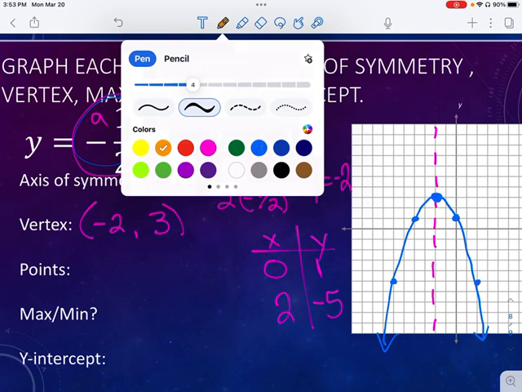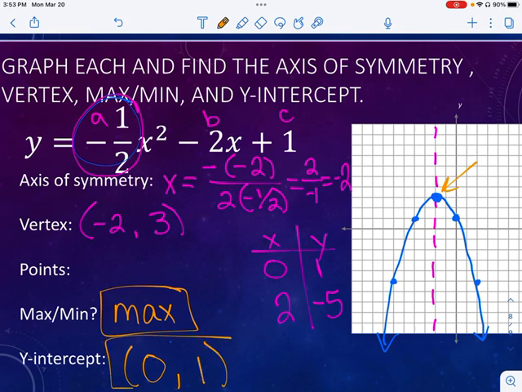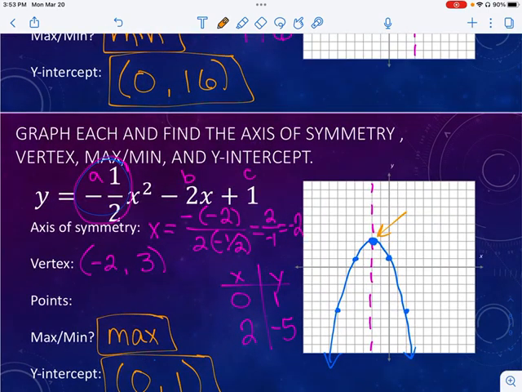Now, the last thing we need to do is figure out these last two. There's my vertex. It's at the top, so that would make it a maximum. And my y-intercept is at 0. I've already done that work, so it'd be at 0, 1. And that is how we graph a quadratic equation in standard form.